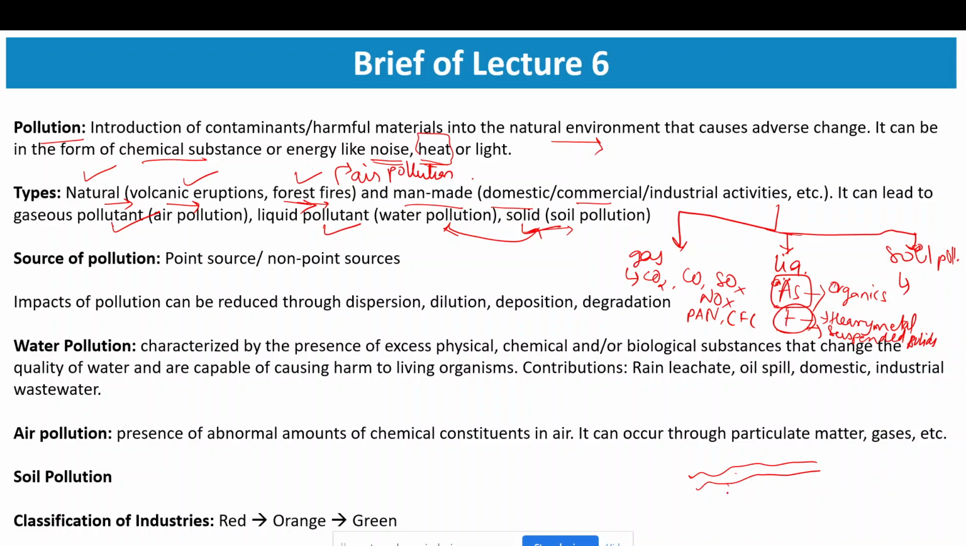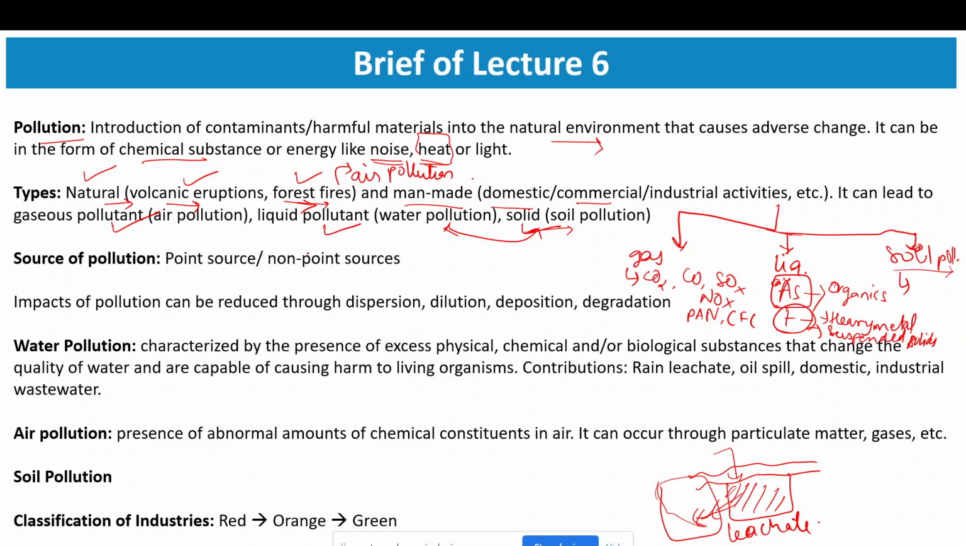Now what happens is, if you have dumped all the solid waste here, as you know, soil is porous. On coming in contact with a water body or on rain, water will percolate, and some of the solid has a tendency to dissolve in water and percolate back into the soil. This is known as leachate. This leachate will go back through water and pollute more soil. This is how soil pollution occurs.